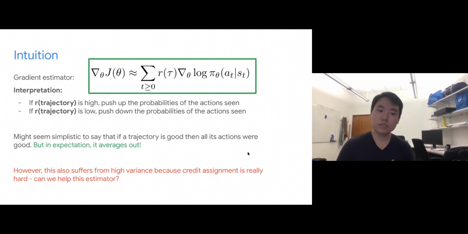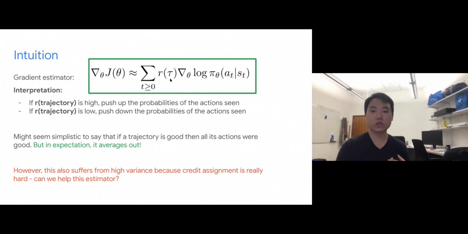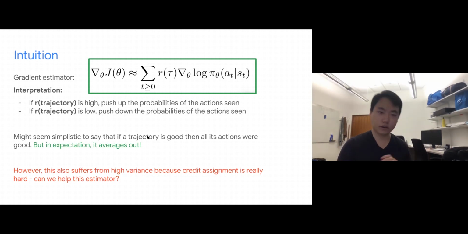So this seems a very simplistic method, right? I think the main issue here is that this trajectory can occur over a very long term, maybe 1,000 time steps before you actually observe a reward. So it's very simplistic to say that if this whole trajectory over 1,000 time steps ends up being good, then all of the 1,000 actions were good. So that doesn't seem ideal, right?